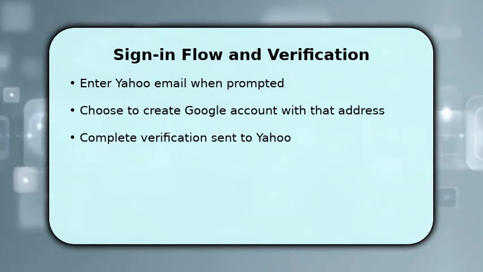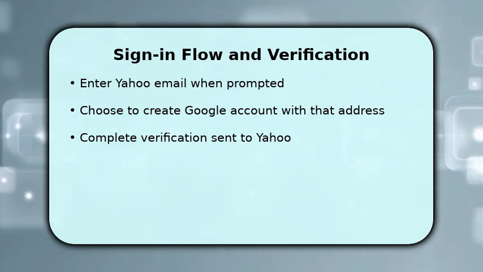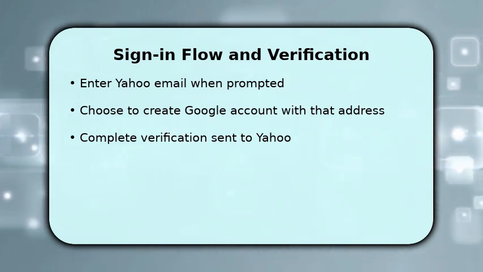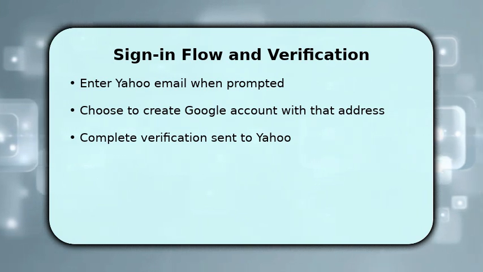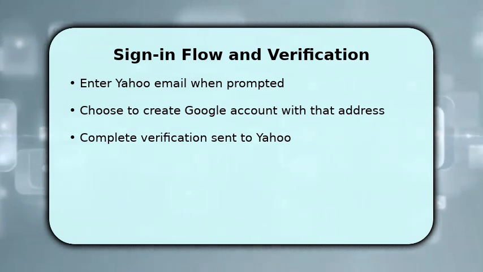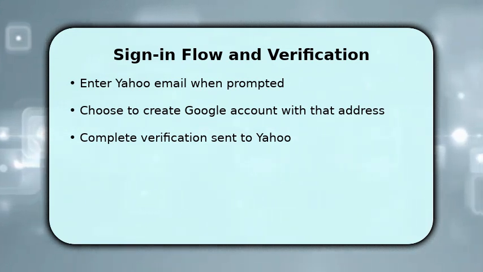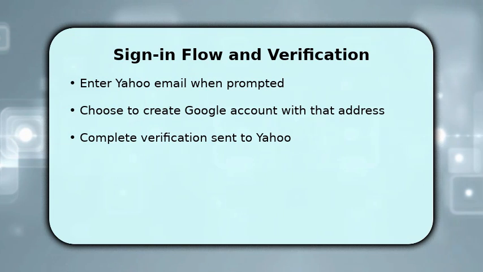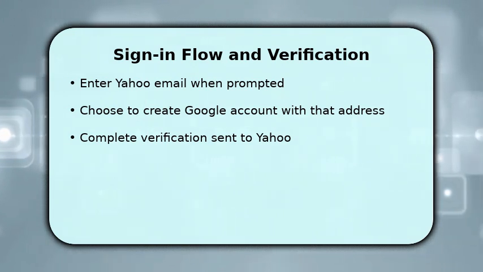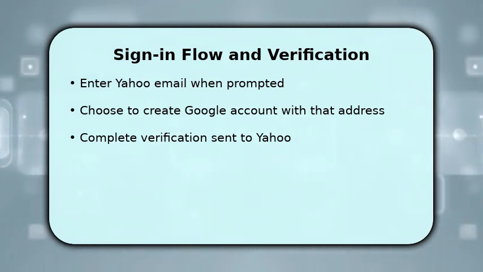Once you choose that option, Google will ask you to set a password and accept terms. Do this to establish credentials. Then Google sends a verification code or link to your Yahoo mailbox. Open Yahoo, retrieve the code, and paste it back. This step proves ownership and enables Google services for that Yahoo address, so don't skip verification.